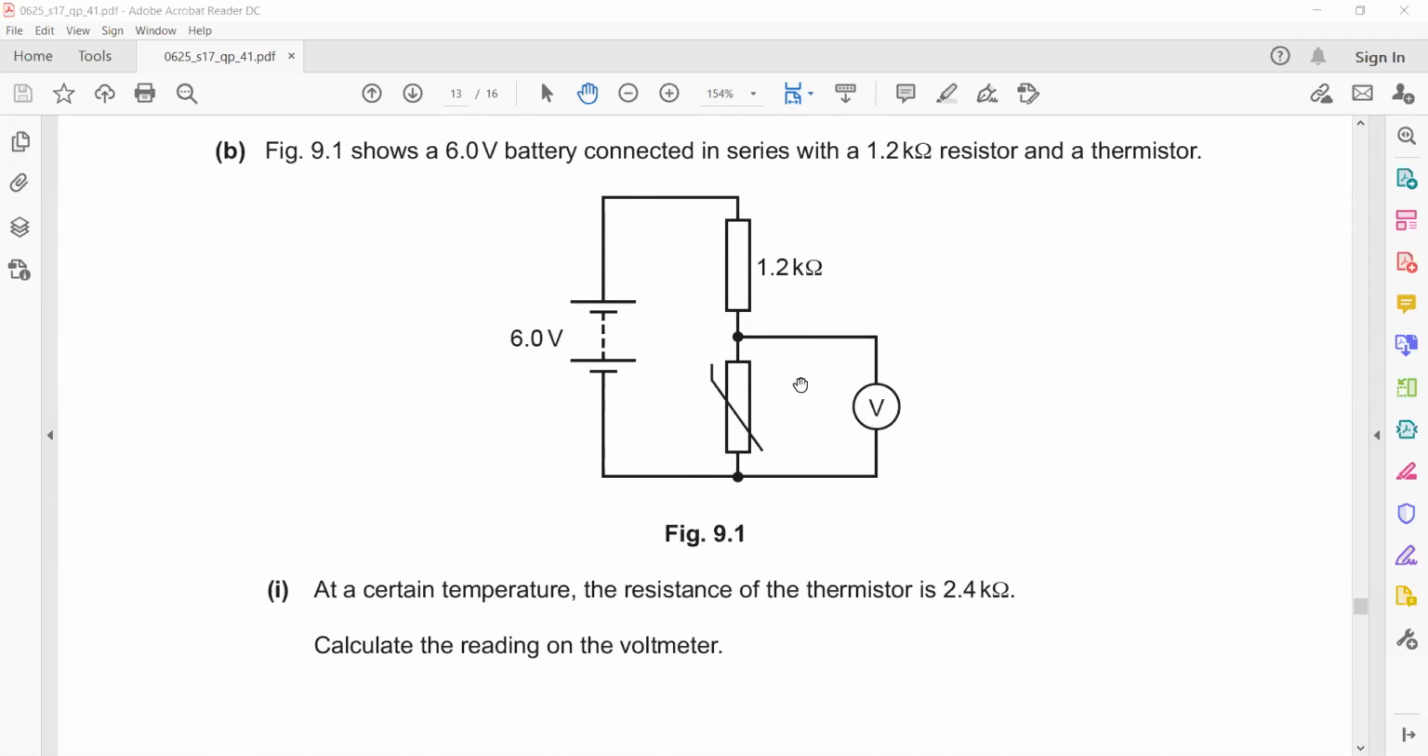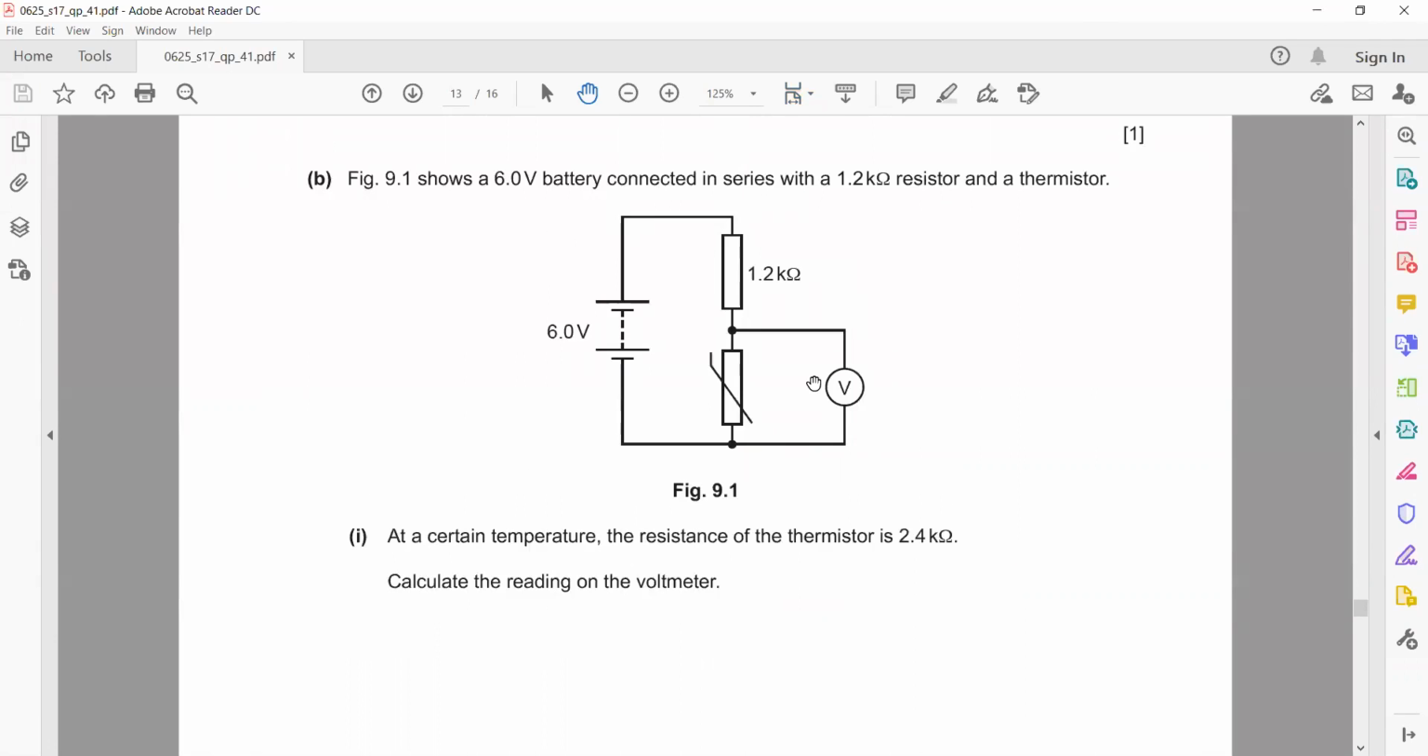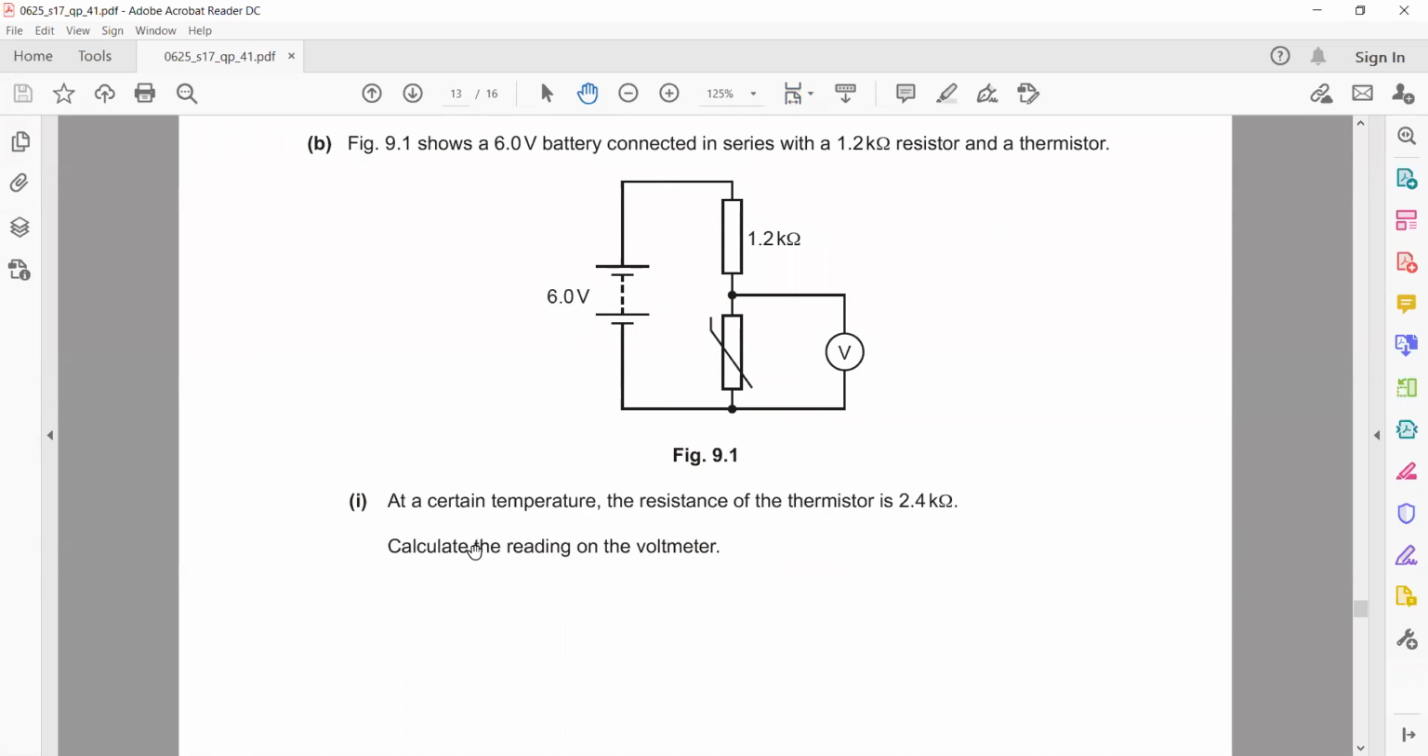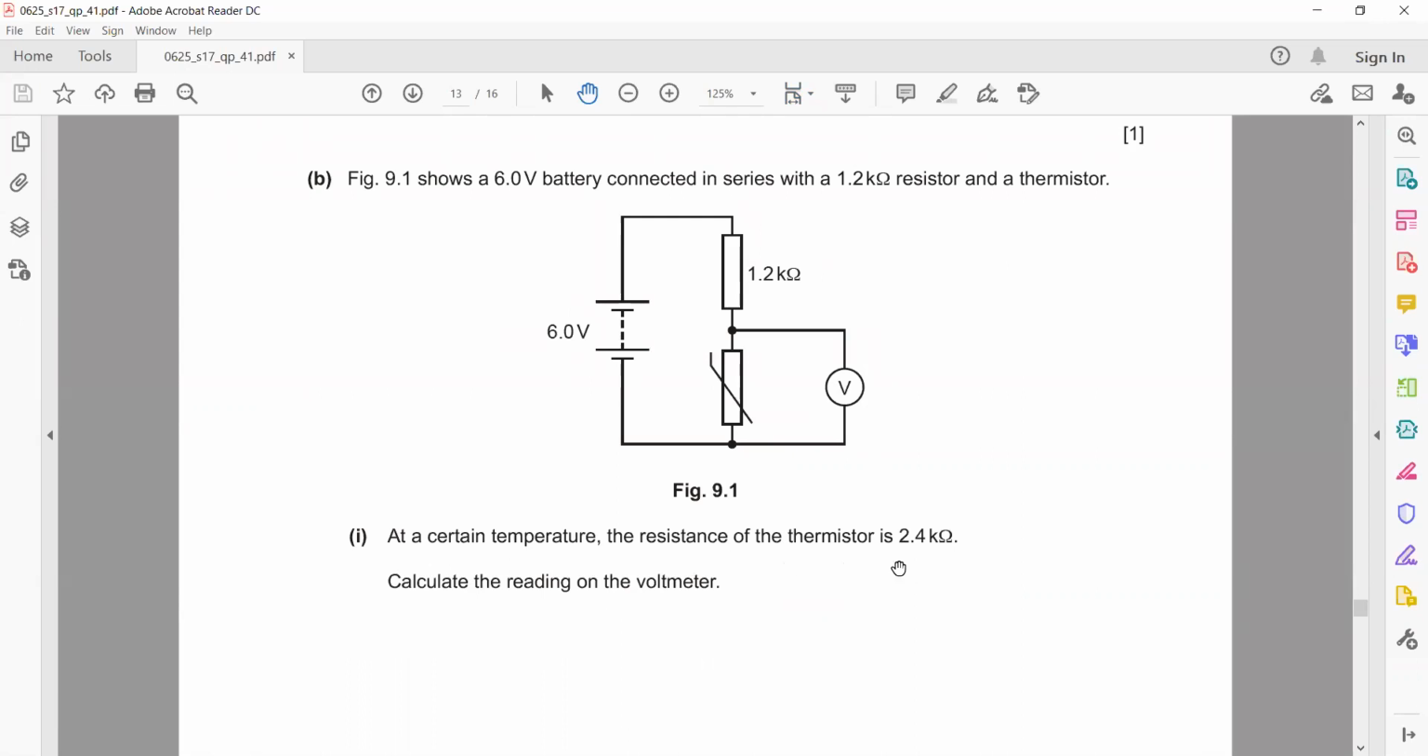In 9B1, figure 9.1 shows a 6-volt battery connected in series to a 1.2 kilo ohm resistor and a thermistor. At a certain temperature, the resistance of the thermistor is 2.4 kilo ohm. Calculate the reading on the voltmeter.